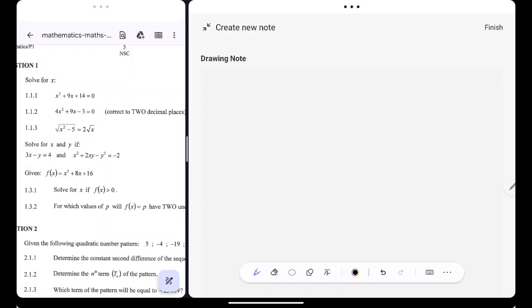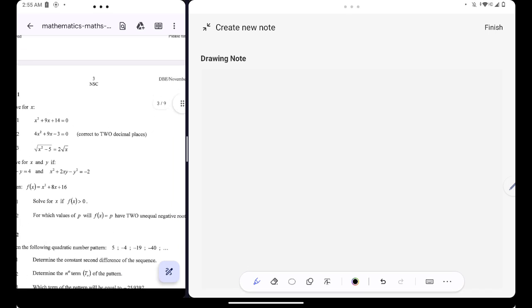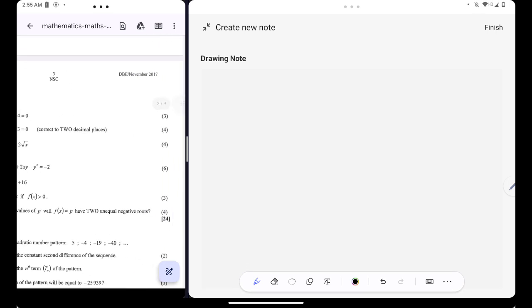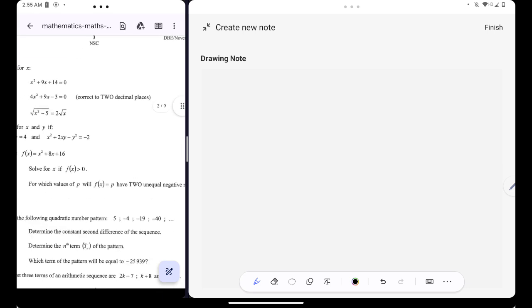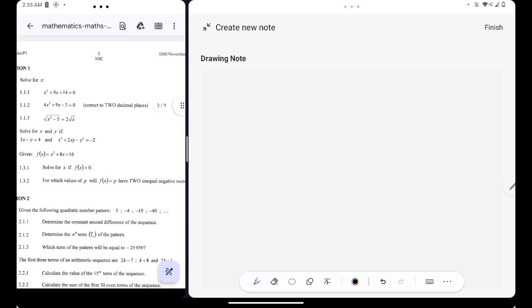Hello everyone, today I'm about to do the 2017 November question paper. It's maths paper 1. I'm only focusing on question 1 since I've completed doing algebra. Not necessarily completed, but for your syllabus I'm done with algebra. I will do logarithms in a later stage. Okay.